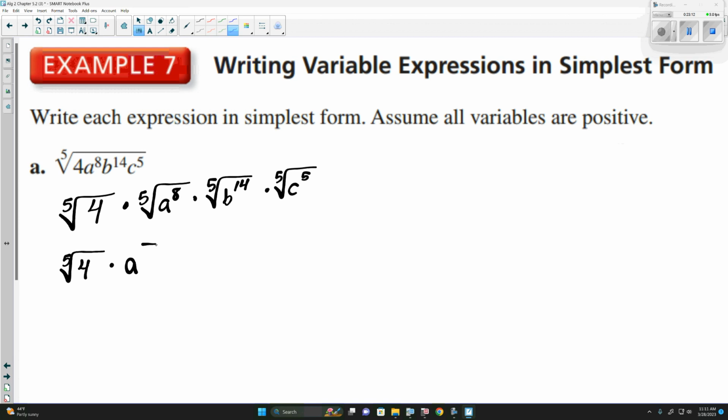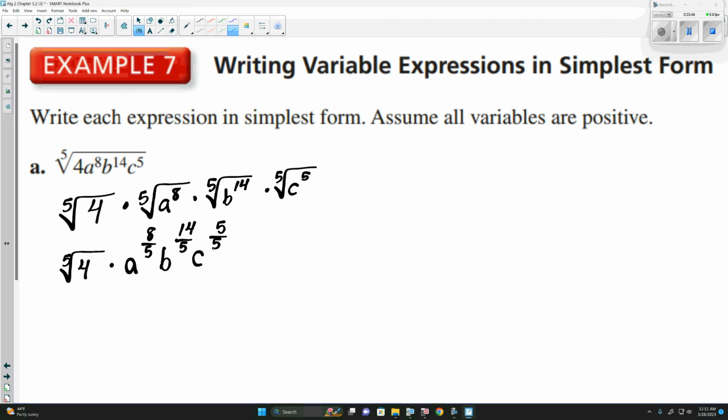So for a, the fractional exponent, the numerator is going to be what? 8, and the denominator is 5. For b, our numerator would be 14, and the denominator is 5. And lastly, c's fractional exponent would be 5 over 5. Any questions on this so far?